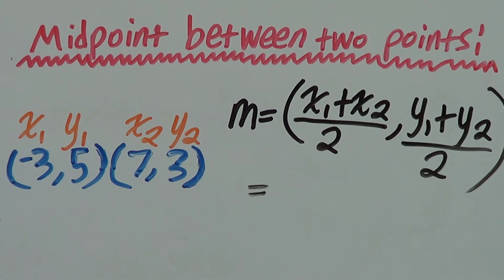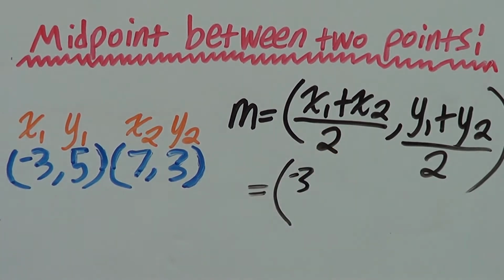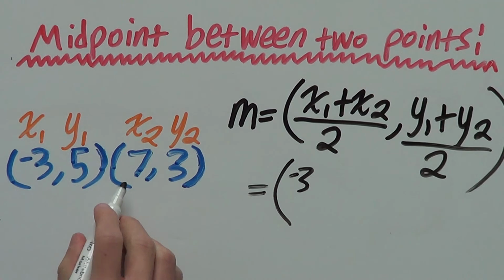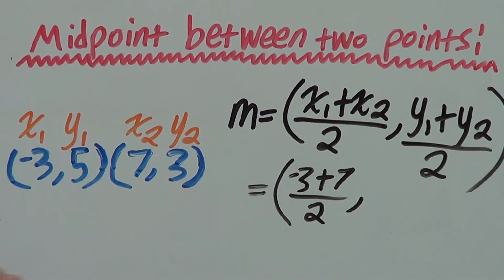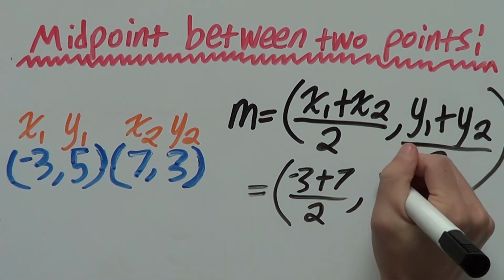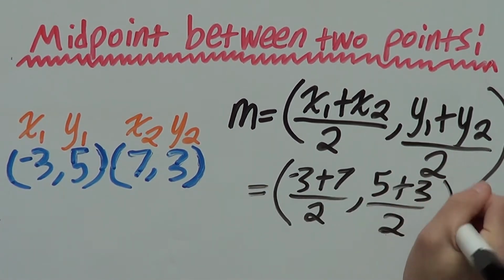So, for this example here, we have midpoint equals x1, which is negative 3, plus x2, which is 7, over 2, and our y1, which is 5, plus y2, which is 3, over 2.